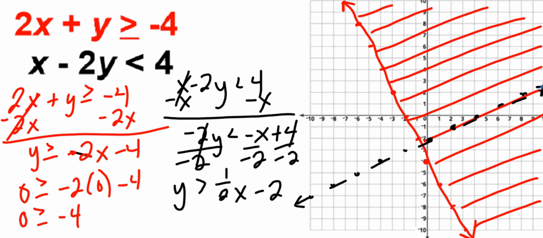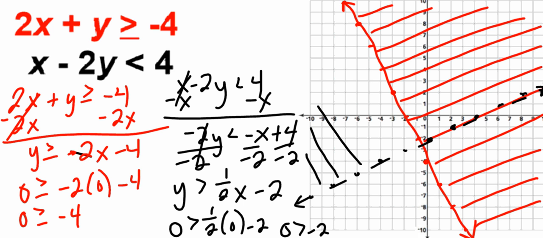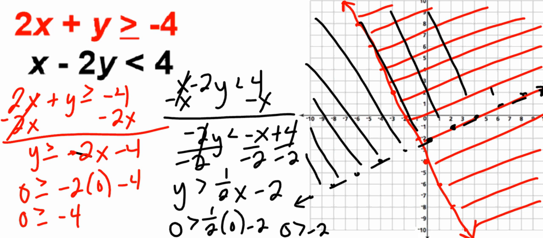Okay. Then we're going to plug, this one also doesn't go through 0, 0, so we're going to plug 0 in for our y and our x. So is 0 greater than negative 2? It is, so I'm going to shade the side that has 0, 0. So then again, I'll highlight to make it easier to see. All this part right here is the solution for the inequality.